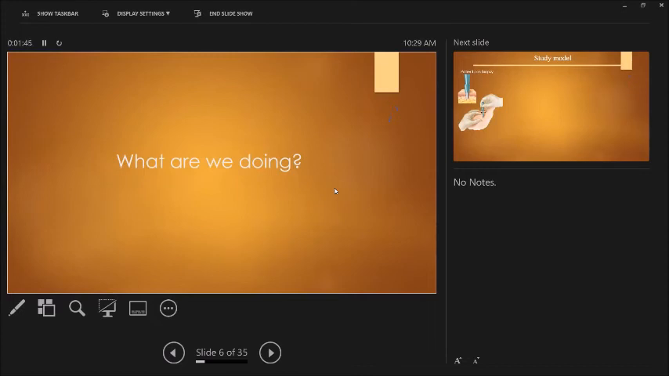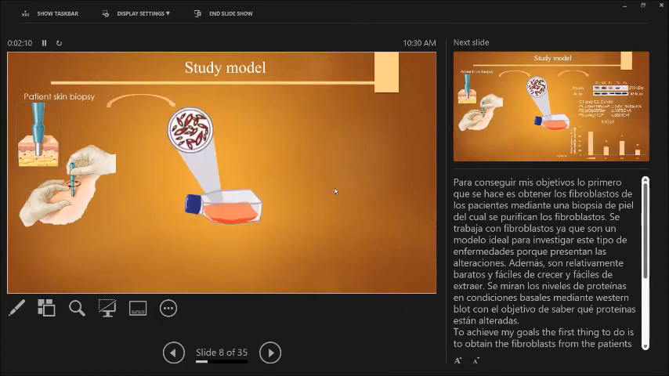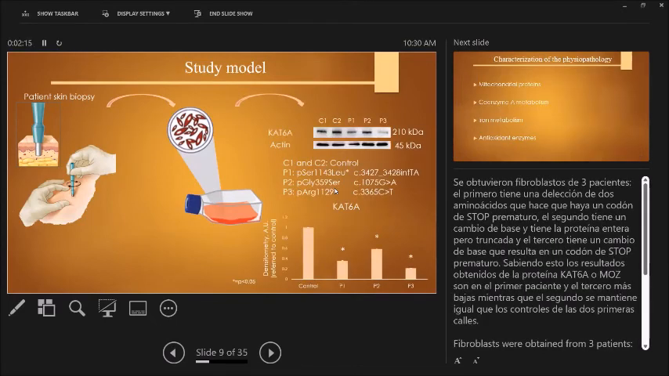Well, what are we doing in our lab? First of all, we need a study model. We chose fibroblasts because the fibroblasts of the patient have the same mutation in every cell. And besides, they are easy to grow and to extract. We obtain the cells by a skin biopsy. We select the fibroblasts, and then we obtain the protein and do a Western blot.